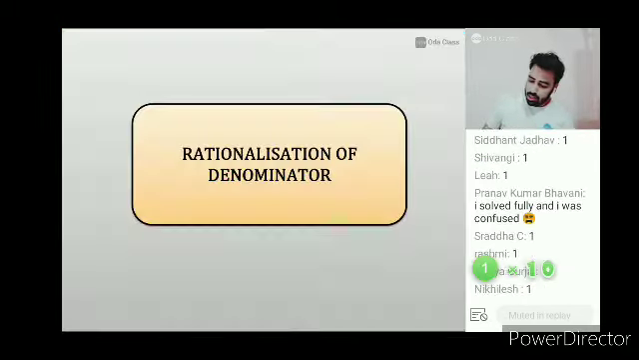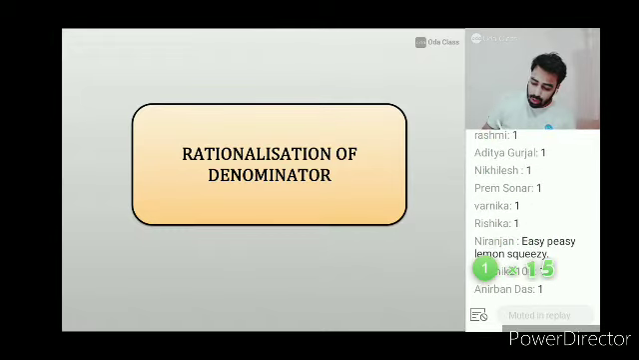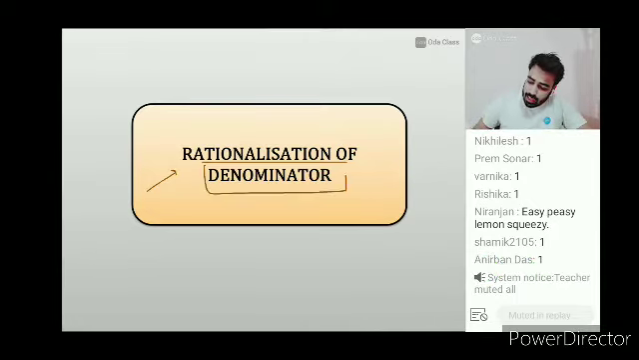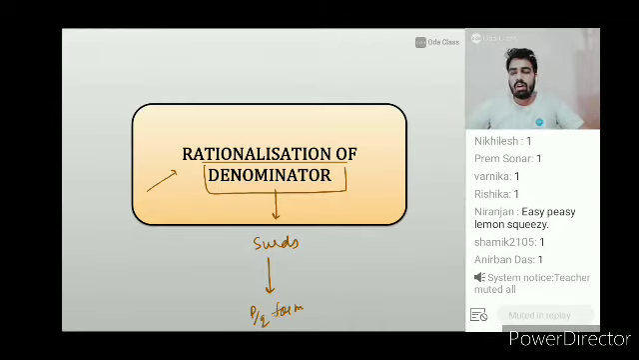But now the important topic will start, that is rationalization of the denominator. From the name itself, it is very clear that the denominator will be some surd, and that we have to convert into p by q form. That is, the denominator of any number will be some surd or irrational number, and that we need to convert.